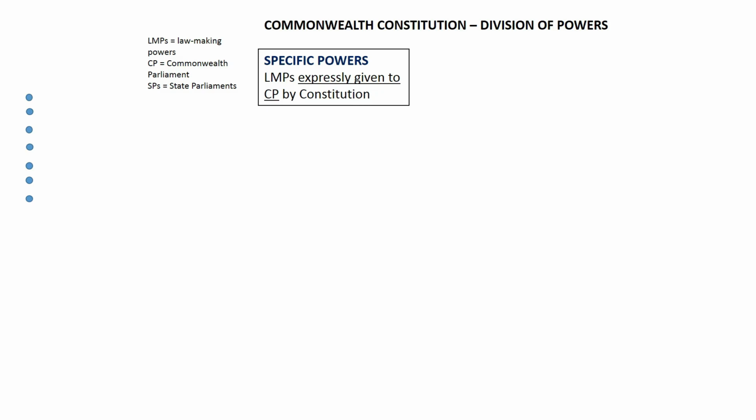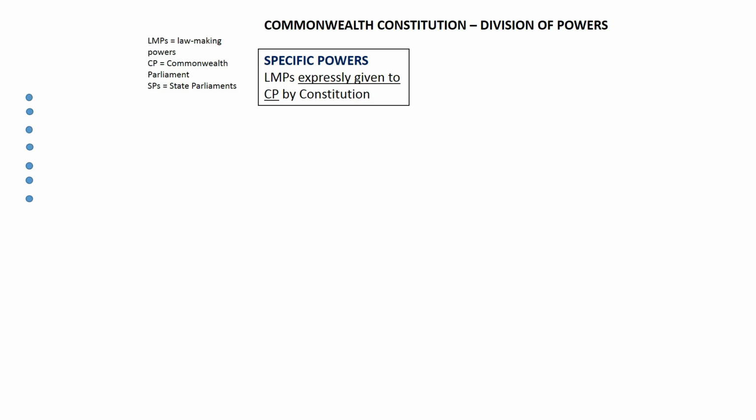LMP stands for lawmaking powers, and specific powers are lawmaking powers expressly given to the Commonwealth Parliament by the Constitution. The only lawmaking powers that the Commonwealth Parliament has are those lawmaking powers which are given to it by the Constitution. And the main section of the Constitution that gives lawmaking powers to the Commonwealth Parliament is Section 51. So let's turn to Section 51.